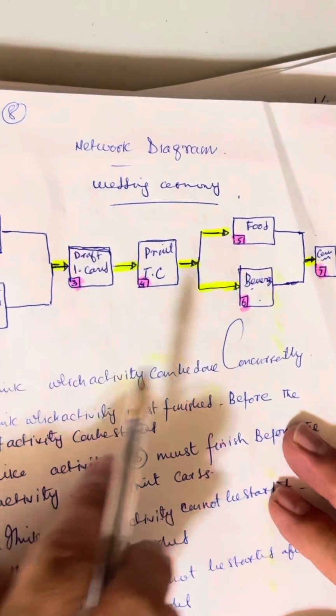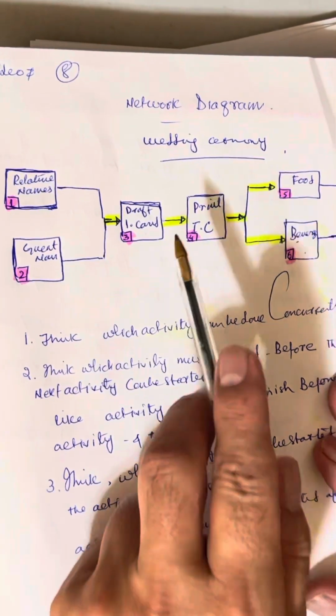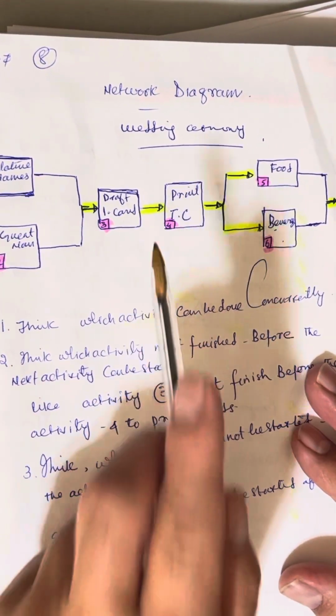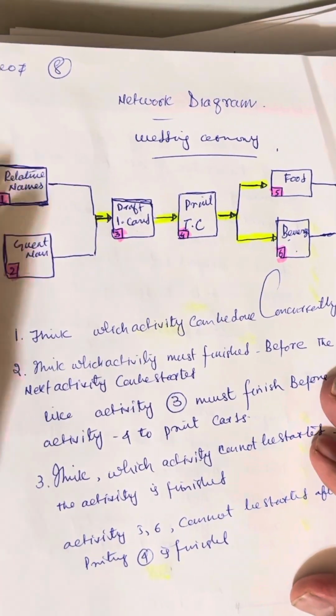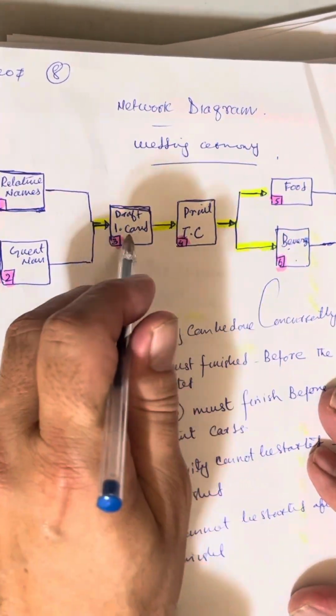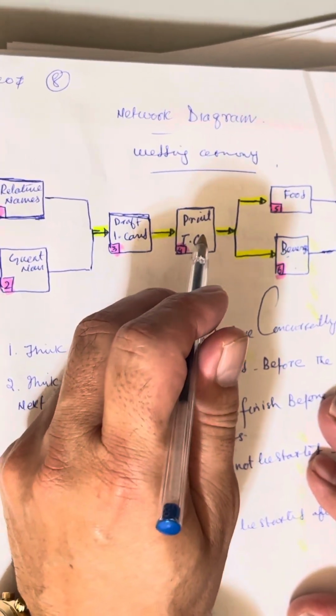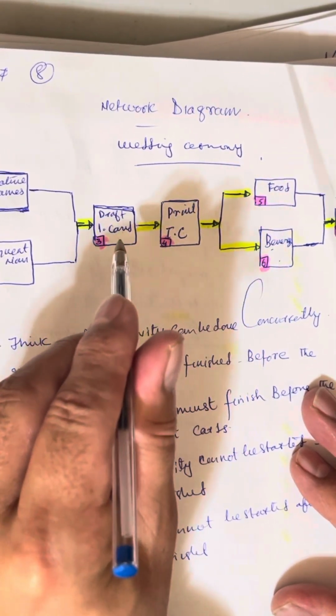And this is like a journey. These two activities are concurrent. You cannot do this activity until you finish these two activities. This is the start of the project. This will finish, then you can do this one. And when this finishes, you can do this one. So let's say the printing of the identity card is dependent on this.